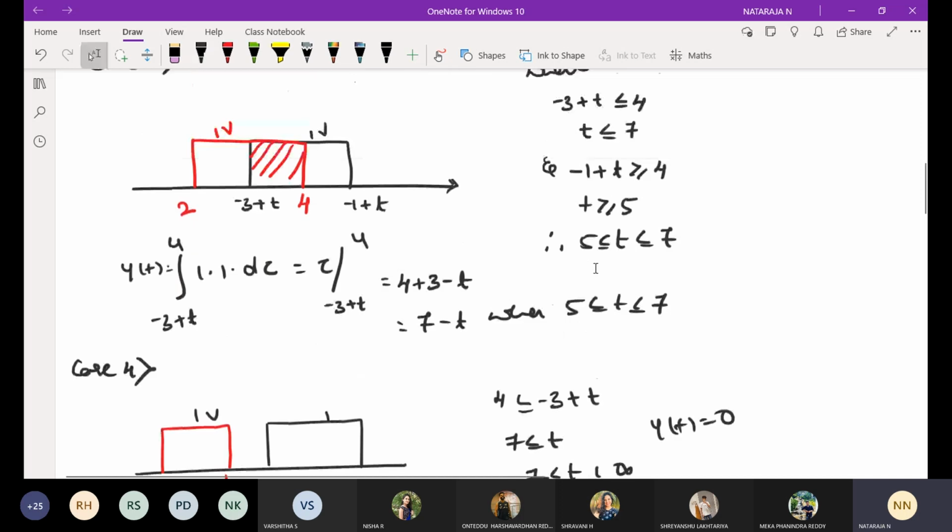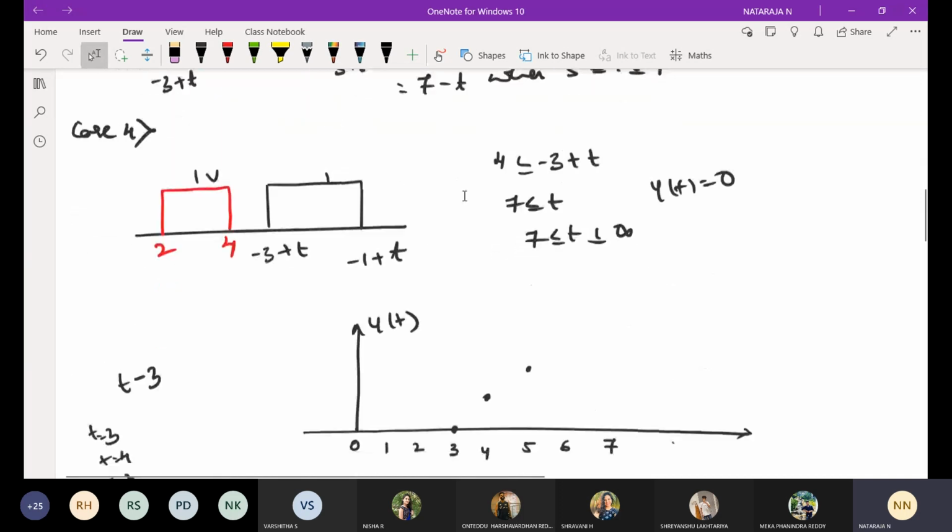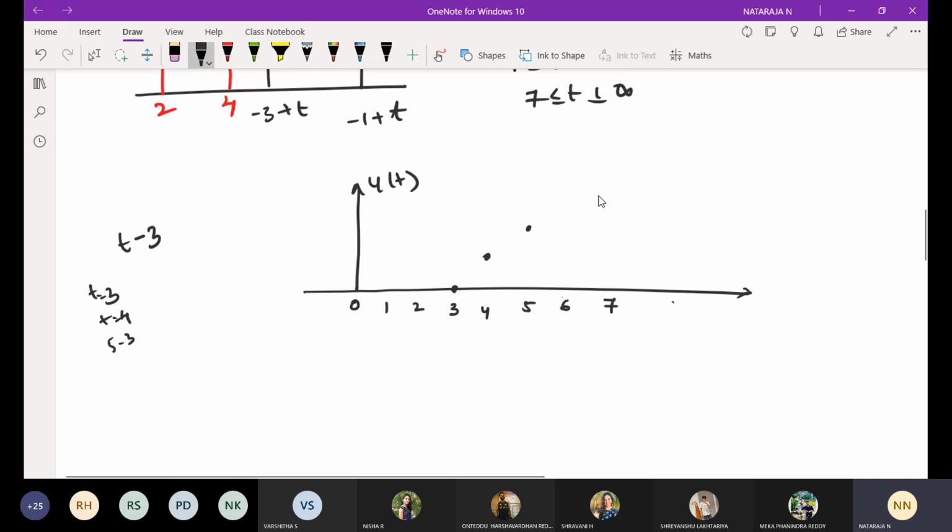Then after 5, 7 minus t. Here I will write 7 minus t. Put t is equal to 5. You will get 7 minus 5, 2, same. You will get 7 minus 6, you will get 1. 7 minus 7, you will get 0. After 7 it will be 0. Your signal will be like this. This is t. Any doubts?